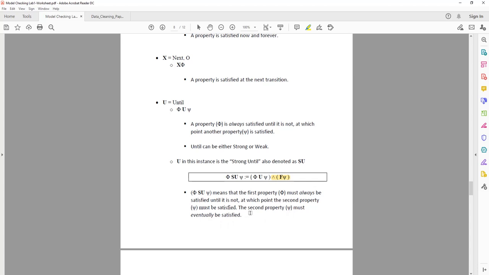This means you must always find the second property in your model. So you can't just have phi true forever. The first property cannot remain true forever. You must be able to find the second property. Otherwise it is not strong until. That is what strong until means.